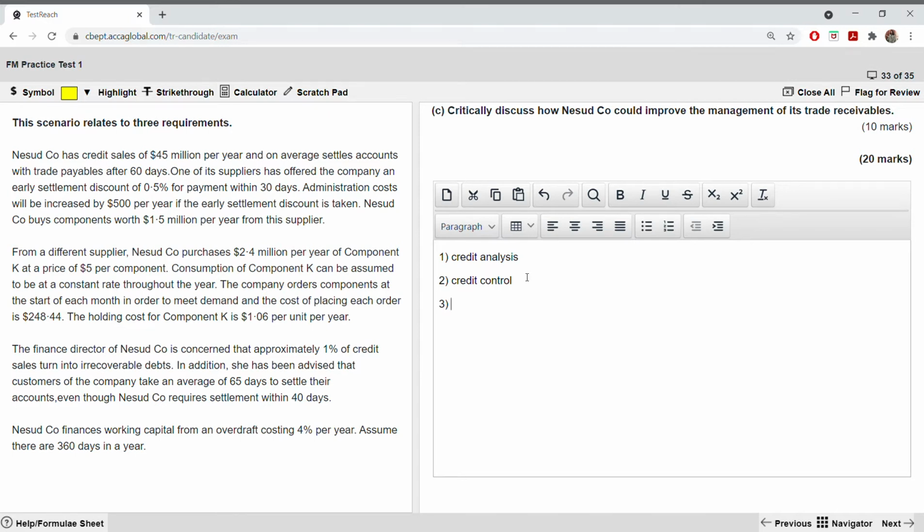Point number 3, collection of amounts owed. What does this mean? Collection of amounts owed means your trade receivables should be kept informed about their accounts. You should always inform your customers. You have to give them reminders to pay. You cannot just give them credit and sit back. No, no, no. You have to give them reminders.